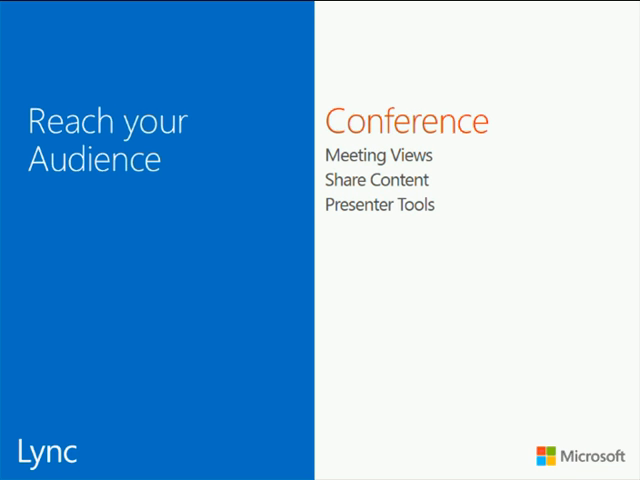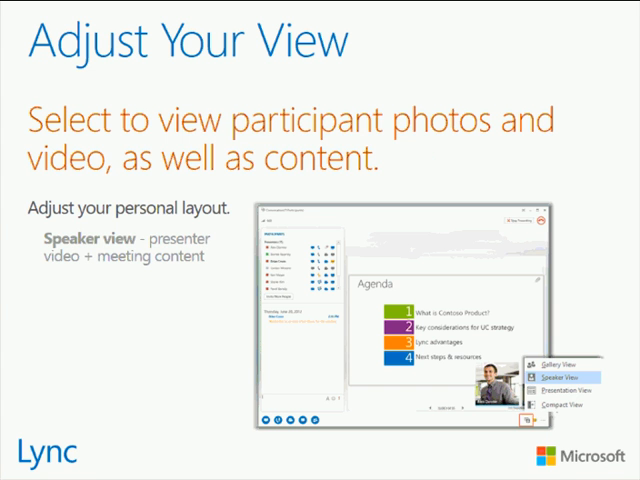Let's talk about the different meeting views, sharing content, and presenter tools. When you first get into a meeting, down in the right-hand corner, you'll see an icon that allows you to adjust the view. Now, the speaker view is going to show the person who is currently using the audio. It detects the Lync audio, and it broadcasts that person's picture or their webcam, depending upon what you're using.